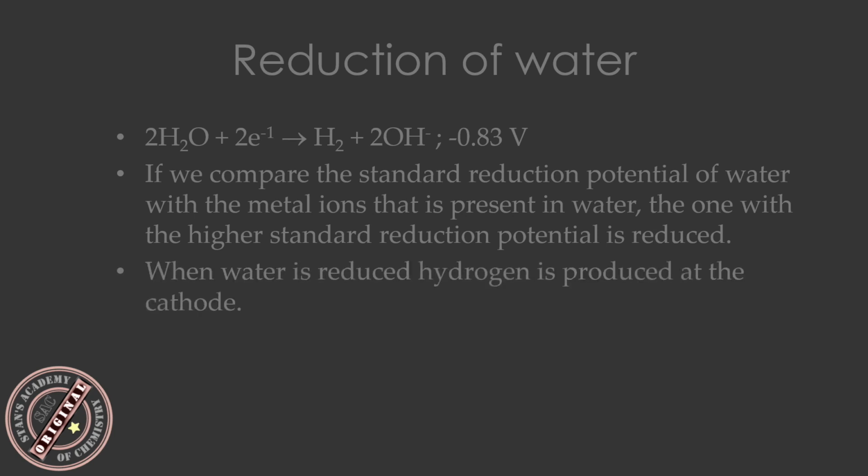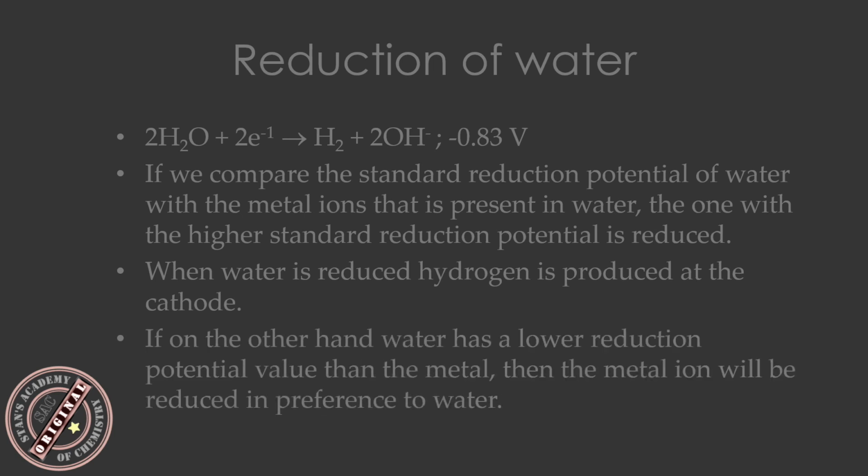When water is reduced, hydrogen is produced at the cathode. If, on the other hand, water has a lower reduction potential value, then the metal will undergo reduction. So that should be very clear in your mind. Every time you are having an aqueous solution, you're going to compare the standard reduction potentials of the positive ions and water. Whichever has a higher standard reduction potential value will undergo reduction. And based on that, the products change at the cathode.